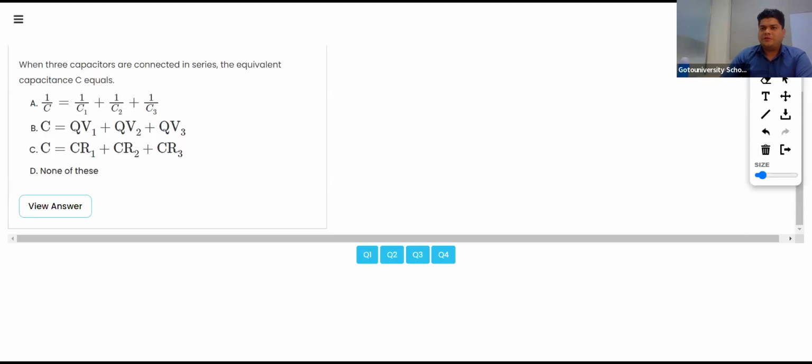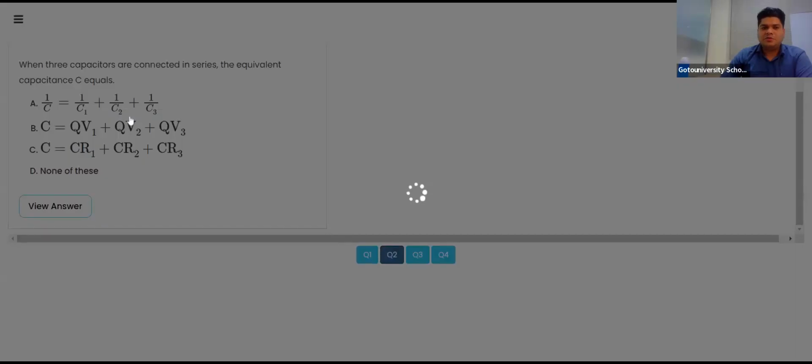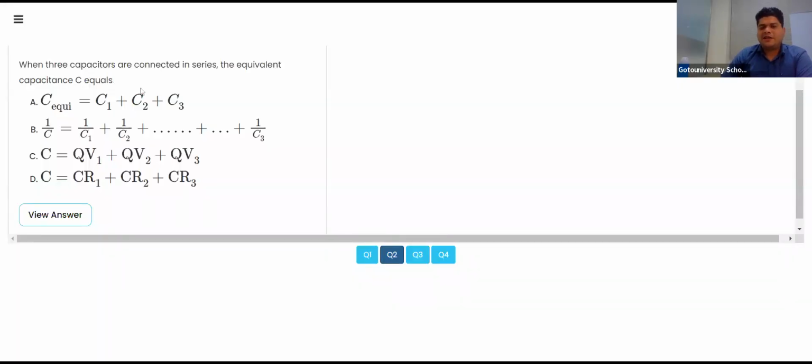Okay, then we have question number two. Question number two is, when three capacitors are connected in series, the capacitance is equal to, same question. This will be the formula B. In this case, there will be dots, but see the last one, this is C3. The answer will be B. Okay, then next one.